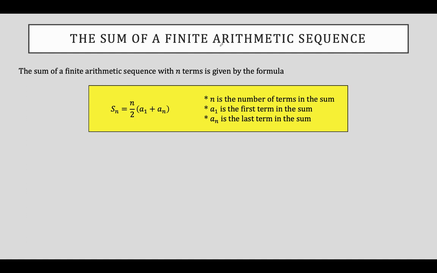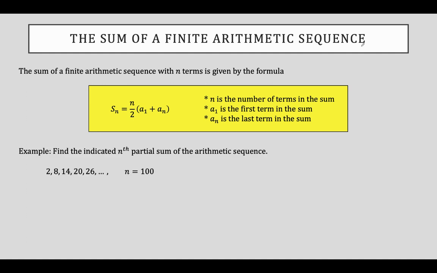The key thing is the sequence must be finite, meaning we have a set number of terms we are adding together, and this formula only applies to arithmetic sequences, meaning that the terms are going to have a common difference or a linear relationship.